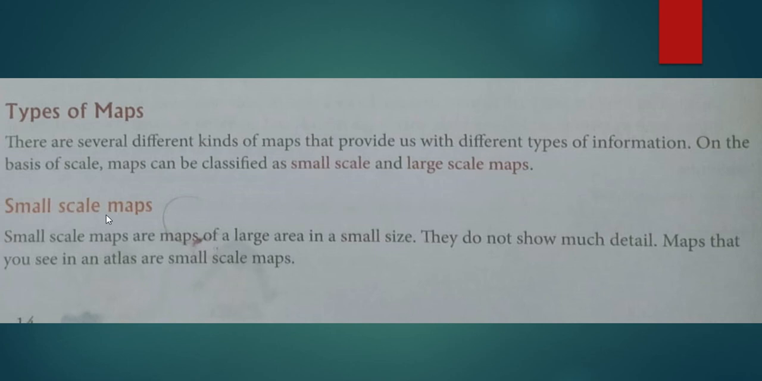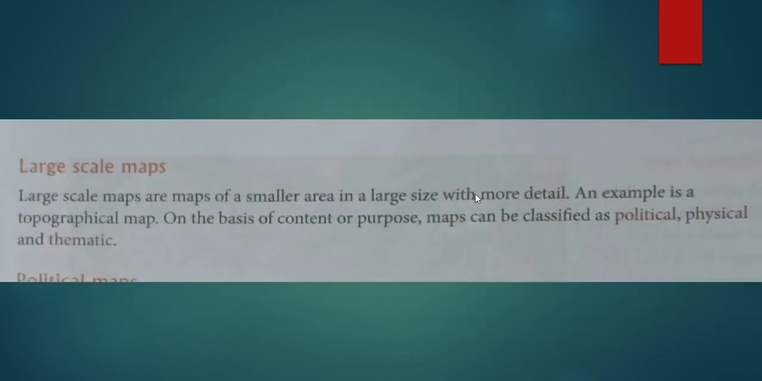In the first topic, it is written about small scale map. So what is a small scale map? Small scale maps are maps of a large area in a small size. They do not show much detail. Maps that you see in an atlas are small scale maps. The next term is large scale maps. Large scale maps are maps of a smaller area in a large size with more detail. An example is a topographical map.